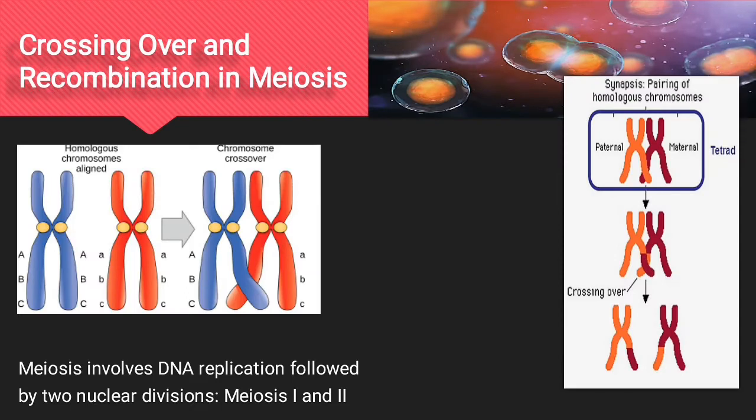So the crossing over occurs between prophase 1 and metaphase 1. It can also happen during mitotic division. Crossing over is essential for the normal segregation of chromosomes during meiosis.